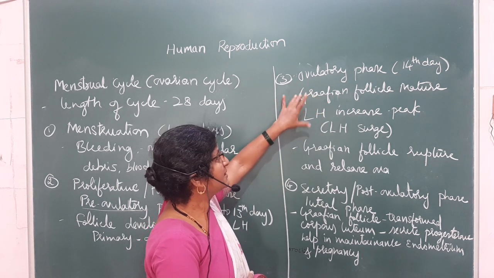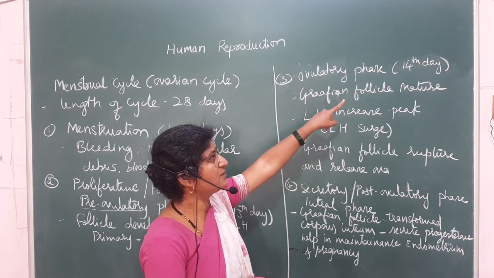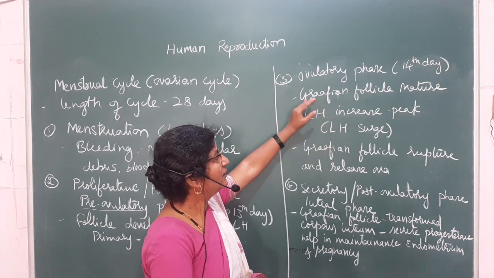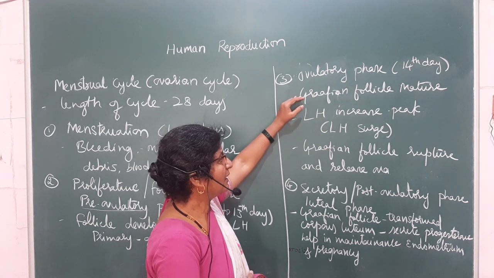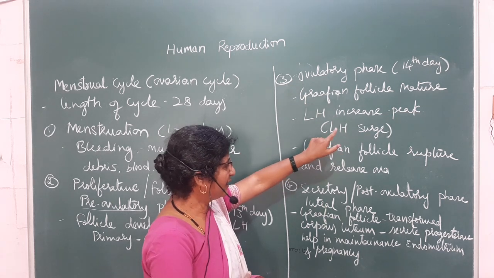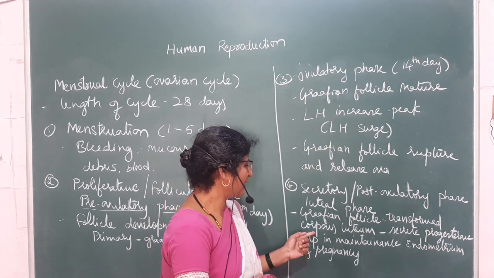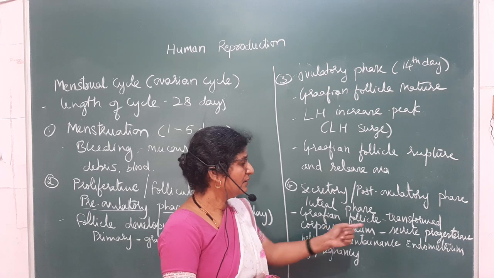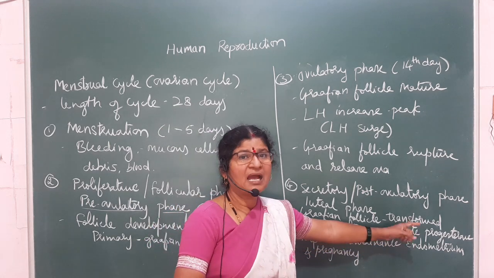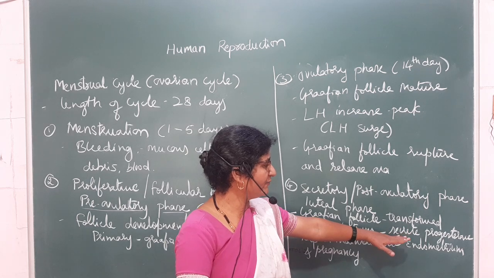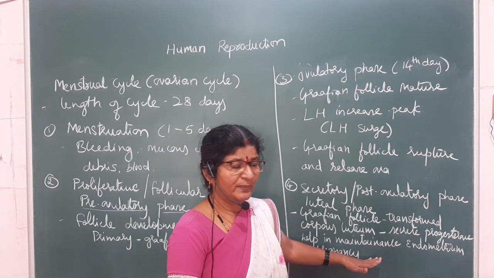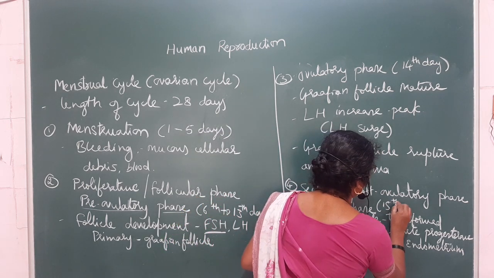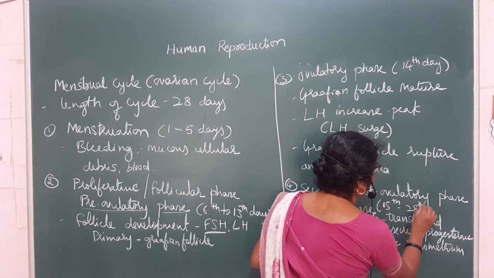That phase is called ovulatory phase, and it takes place on the 14th day of the cycle. After the release of the ova, the remaining cells of the Graafian follicle, under the influence of LH, will get converted into a temporary endocrine gland called corpus luteum. This corpus luteum will secrete a hormone called progesterone, which is necessary for the maintenance of endometrium and pregnancy, and this phase lasts from the 15th day to the 28th day.